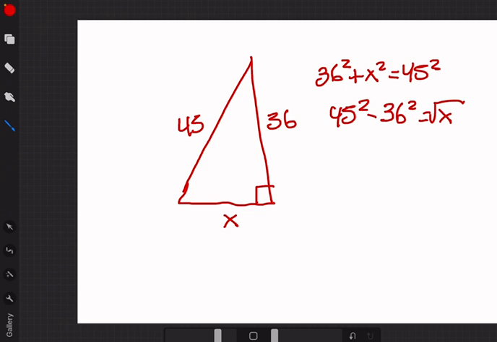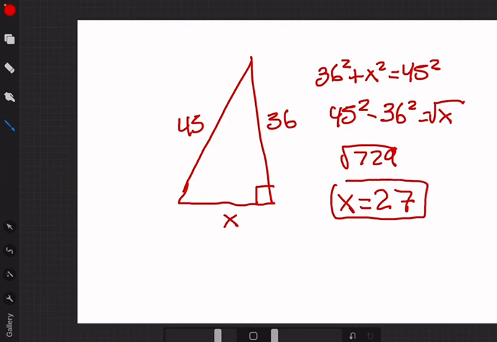So that's 729, and now the square root of 729 is 27. So x is equal to 27. And that is our answer.